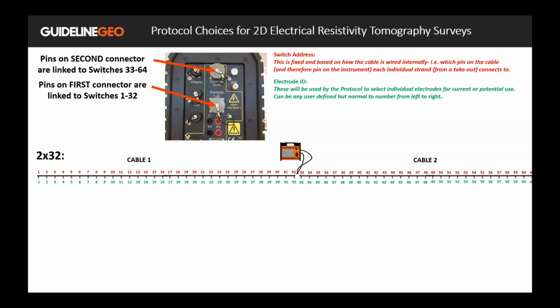Then we give each electrode an ID, and these values will be used by the protocol to select individual electrodes for current or potential use. These can be any user-defined values, but normally they are numbered from the left to the right along the spread, as is shown here.